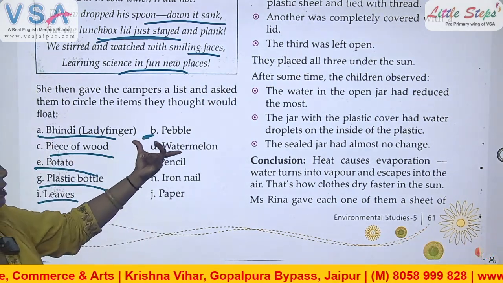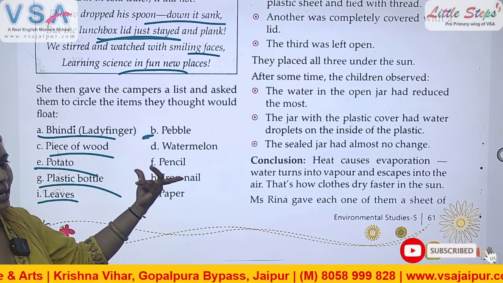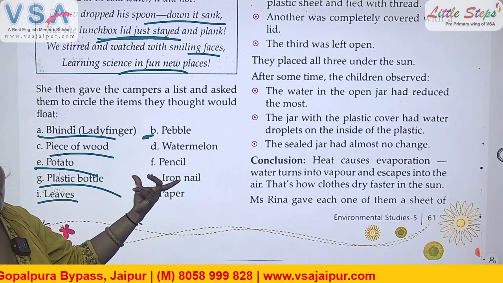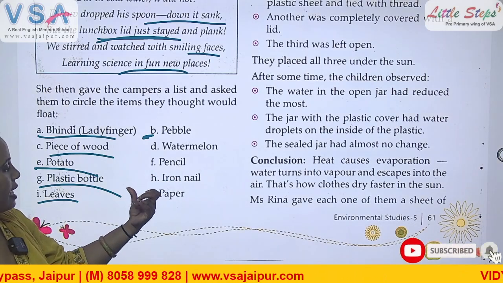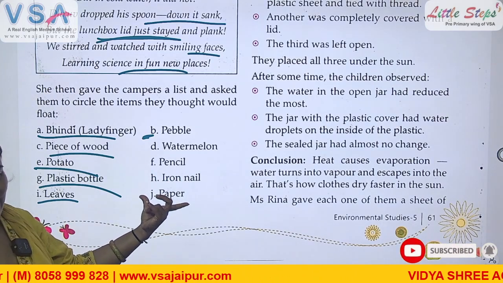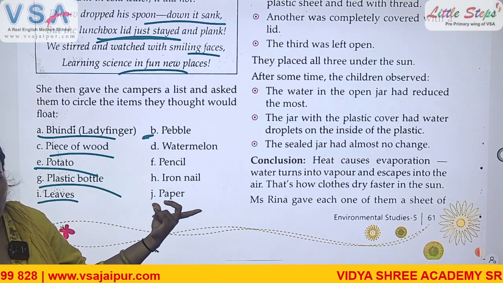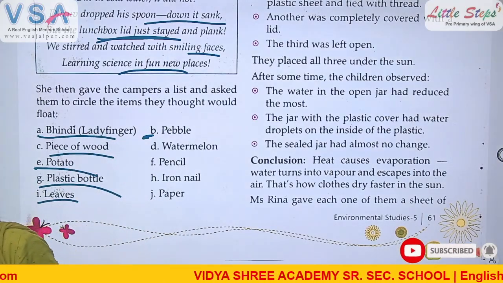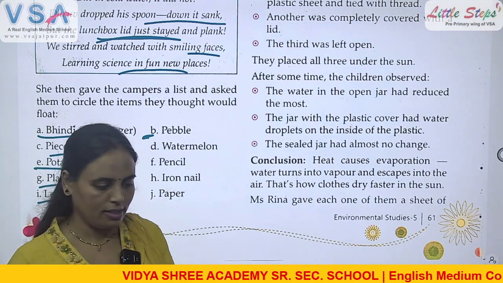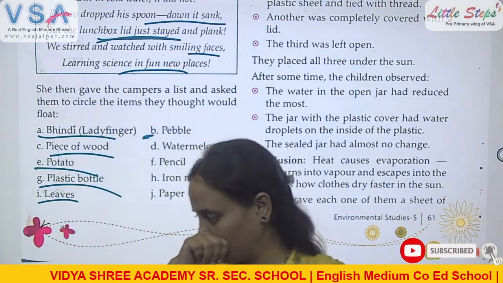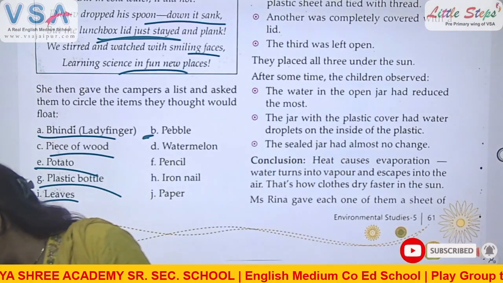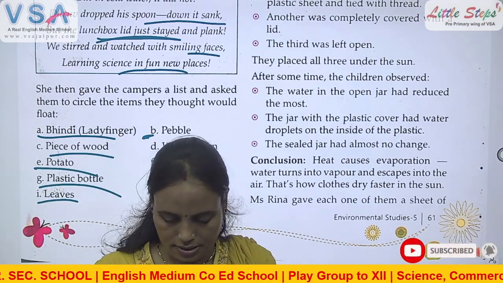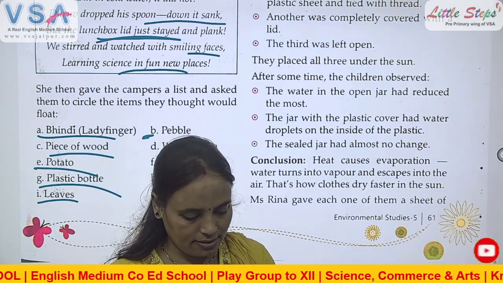Pebble, sink. Watermelon, float. Pencil. Iron nail, sink. And paper. Can we do this experiment with the paper? Can you give me a small bit of paper? Let us do it. Only a small bit of paper. Okay, this is the paper, right?